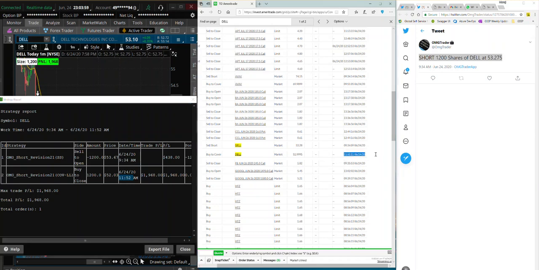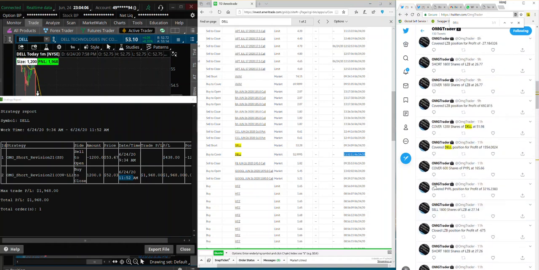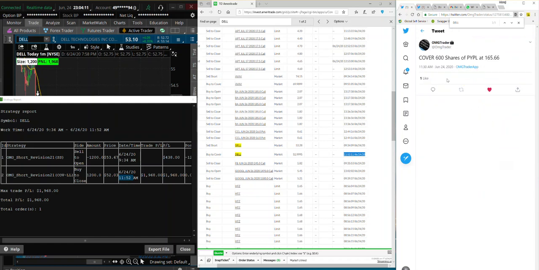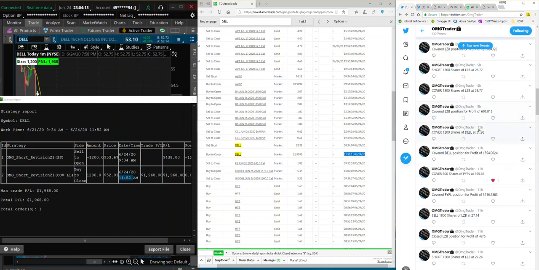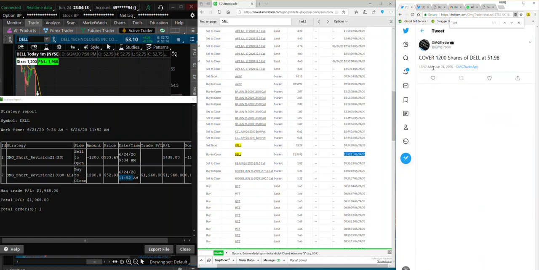I did a cover at 11:52, and let's go back to Twitter and search for the Dell cover. And you will see here it made a cover at 11:52. So at exactly the same instance, it is telling me to cover, I'm covering in my real trading account, and I'm also posting to Twitter at the very same time. So this was for Dell.